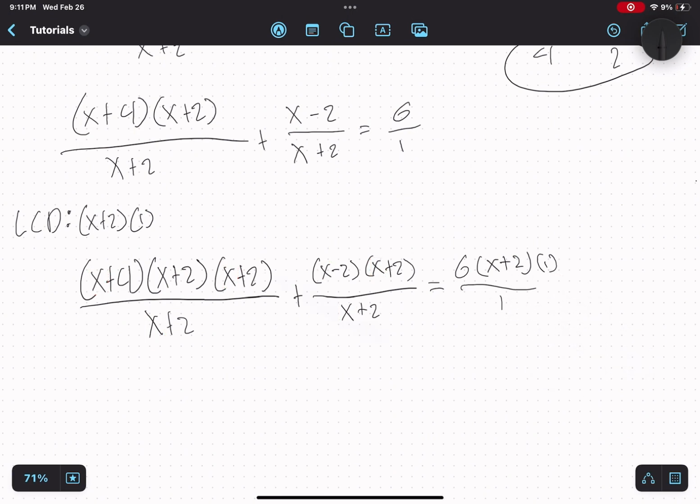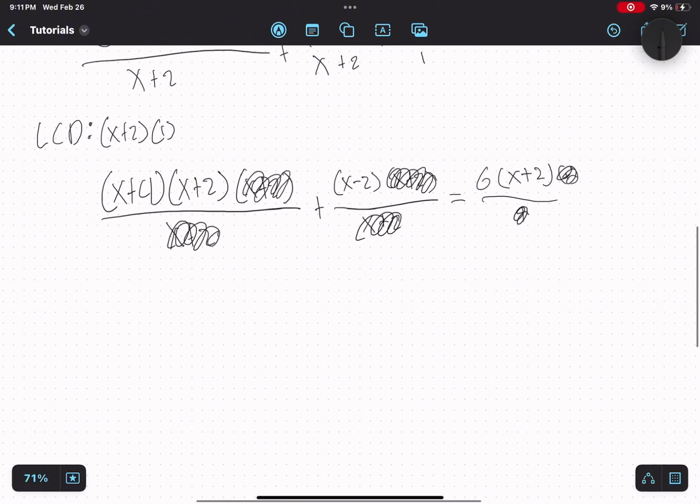And remember, our goal again is to get rid of all denominators. So we're going to cancel out what matches. Get rid of the x plus 2s and get rid of the 1s. And now we have a regular equation. We're going to have x plus 4 times x plus 2, and that's going to equal out to x squared plus 6x plus 8. And now we're going to have plus x minus 2 is equal to 6 times x and 6 times 2, which together brings us to 6x plus 12.